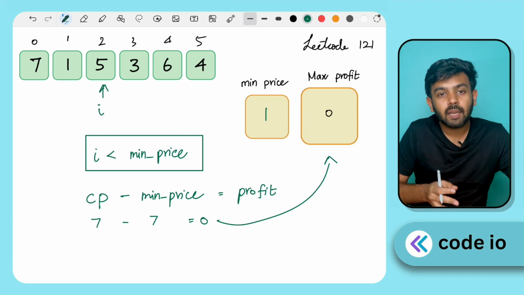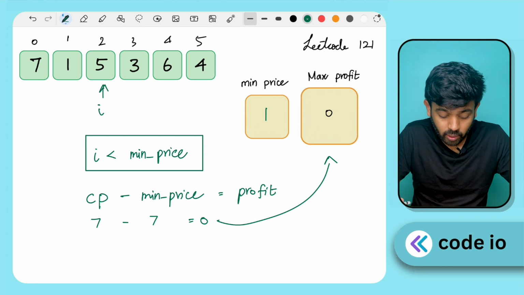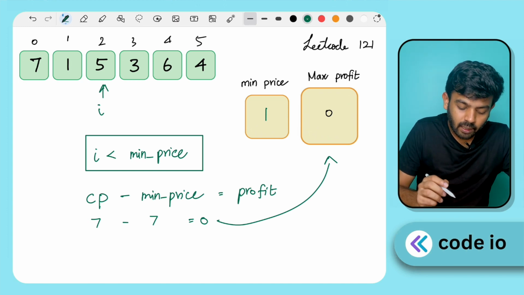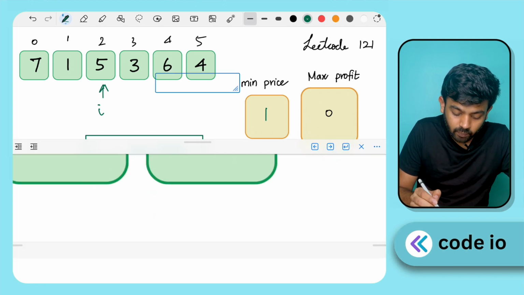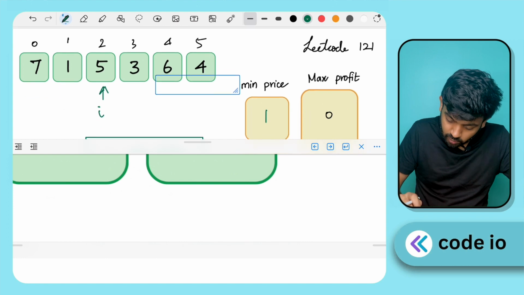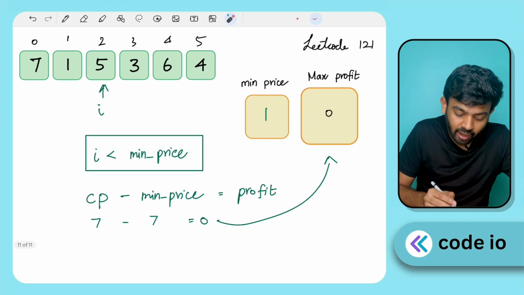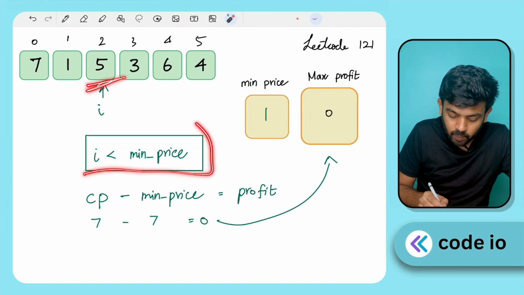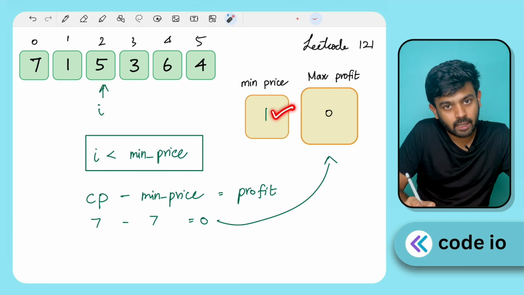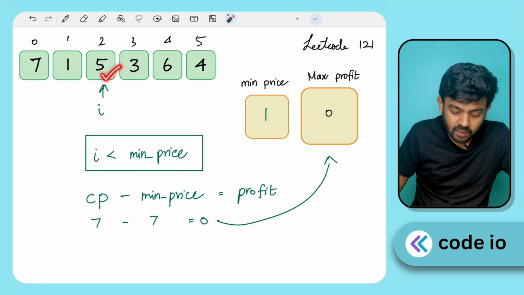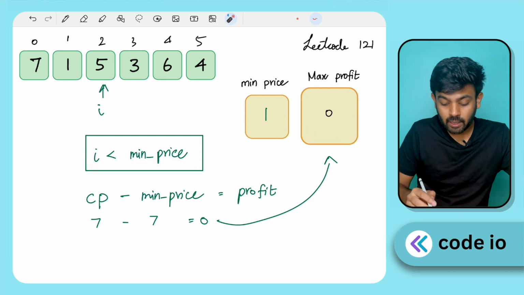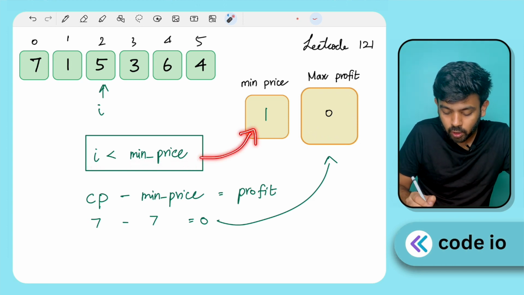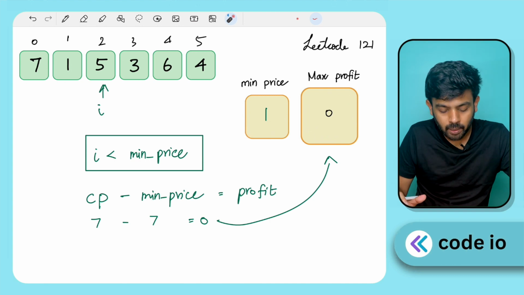The value of I is currently pointing at 5. Now if you could see, the value 5 is not less than our min price. Our min price is 1 here and our current price is 5. So I is not less than min price, so in that case you will not update your min price.